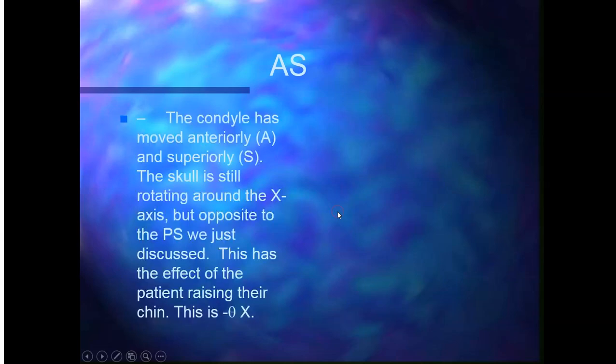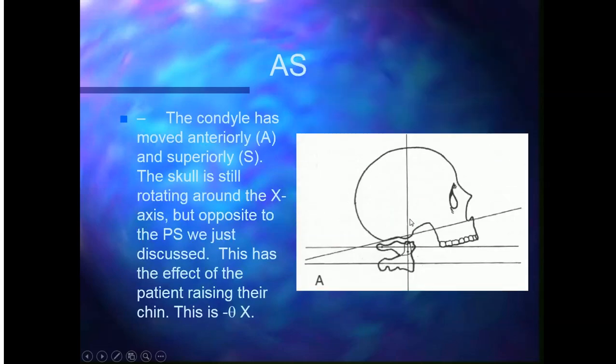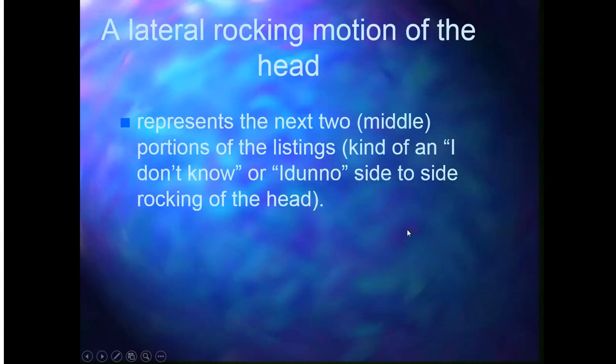AS, same thing, other way. So we've got a situation, still theta x. Now the bottom of the condyle has come up and forward, so our occipital line, our foramen magnum line, is now showing open in the front. So that's now an anterior, superior, bottom of the condyle, right there. Next, that was our first set of letters, the theta x. Now we're going to have a theta z. This is like moving your head, your left and right ears up and down. I don't know, that type of movement.